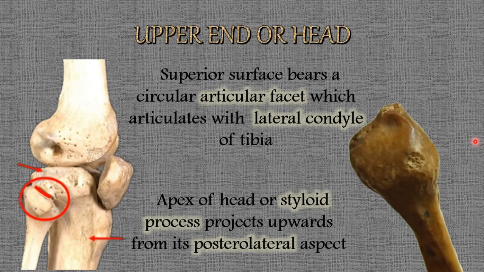What are the important things in the upper end or head of the fibula? There is a circular articulating facet which articulates with the lateral condyle of the tibia to form the proximal tibiofibular joint. And another important point, the conical projection or apex of the head of the fibula is called the styloid process, which gives attachment to the ligaments. It is situated posterolaterally, and then there is another slope-like area just anterior to this articulating facet. This also gives attachment to a muscle. We will discuss it in a while.